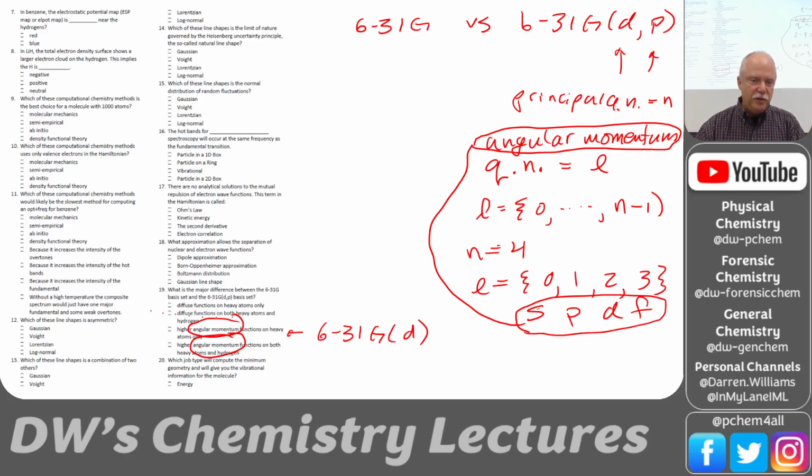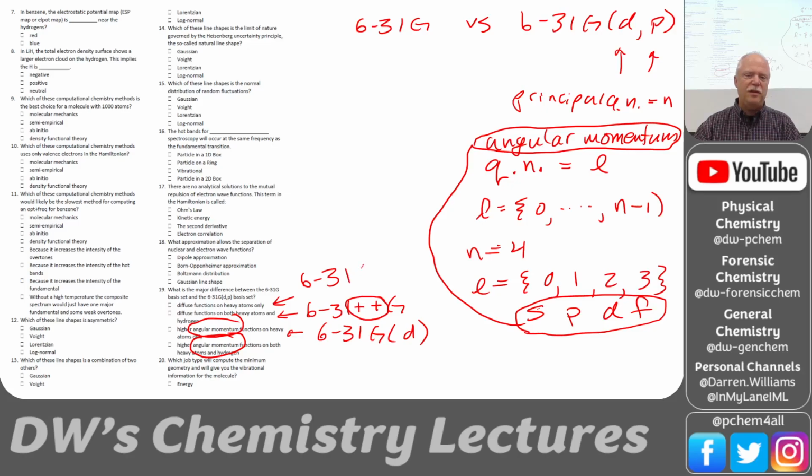What about the diffuse functions on both? It's typically put right here, plus G. Or is it G plus plus? I have to go back and look. But anyway, the pluses, these are the diffuse functions. Okay. And if there's 2 pluses, it's on both heavy atoms and hydrogen. If there's just 1 plus, it's on heavy atoms. Okay. So this one here, the first option was just heavy atoms only.